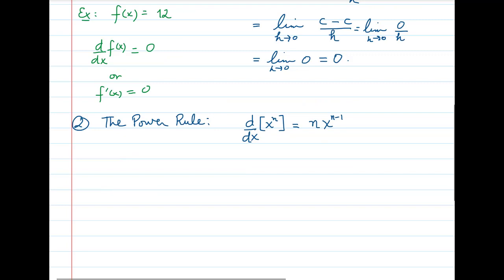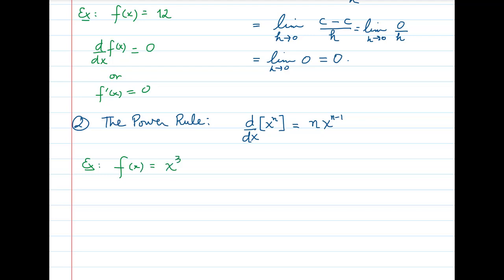Okay, so our next rule here is called the power rule, and it's called this because we're taking the derivative of a power function. By power function, we mean just x raised to some power, right? The derivative of x to the n is equal to n times x to the n minus 1. So it's basically like you brought this exponent to the front and then you kept the variable raised to the same exponent minus 1.